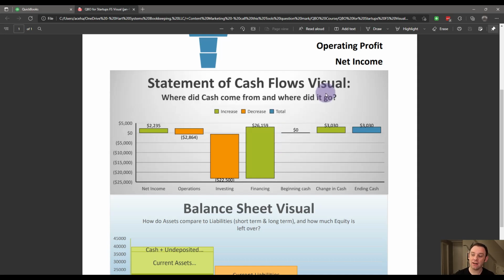All right, so that's what we see here. In the financing, we see loans, long-term loans, and equity activity as well. Then we have our summary right here.